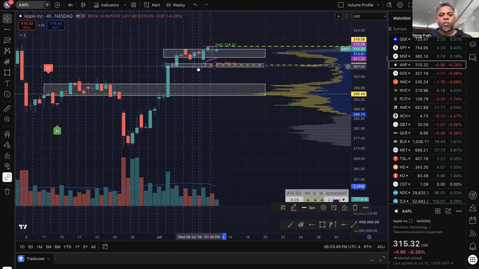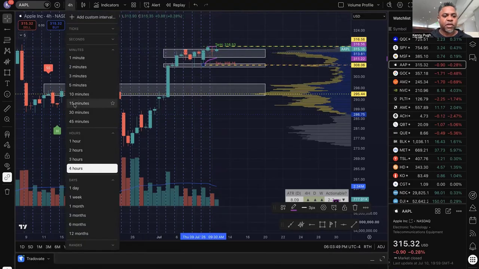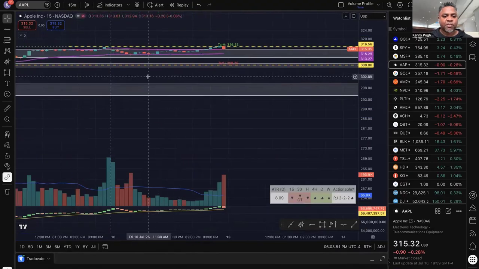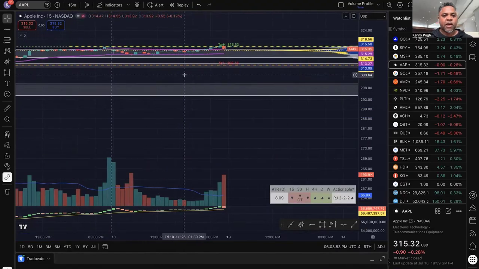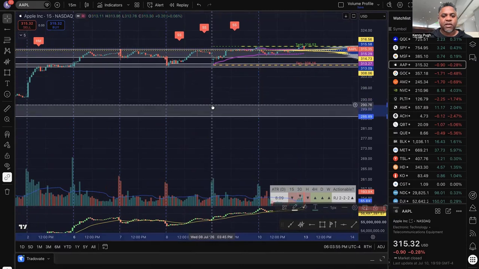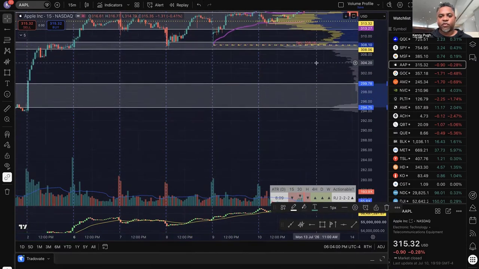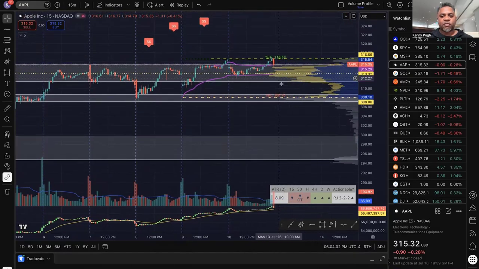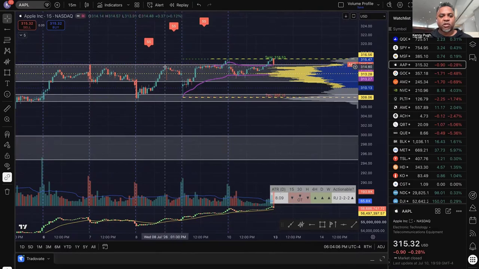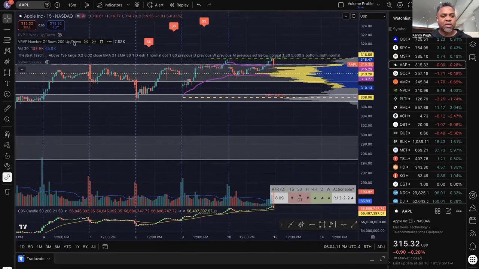So I do this on my 4-hour chart. These become the various levels that are my levels of interest. And then what happens is I drop down to the 15-minute chart, and you'll see that when I drop down to the 15-minute chart, these become the ultimate levels that I want to pay attention to for taking trades. And once I finish marking my zones on the 4-hour chart, I no longer need the visible range volume profile, so I will hide it.